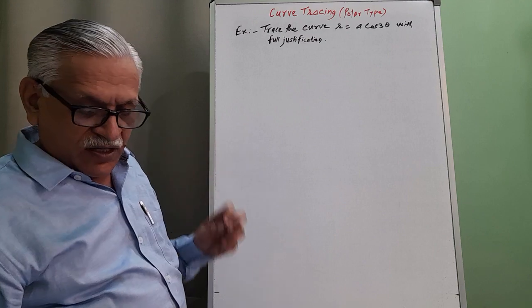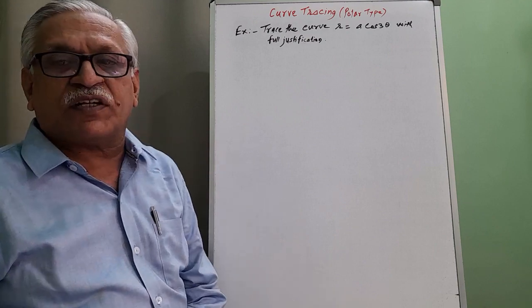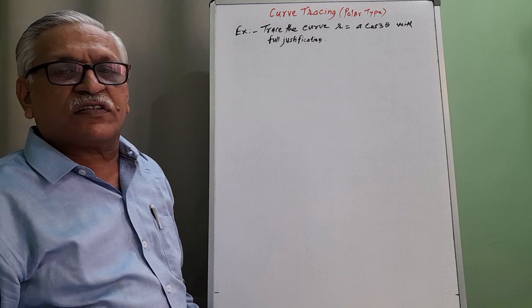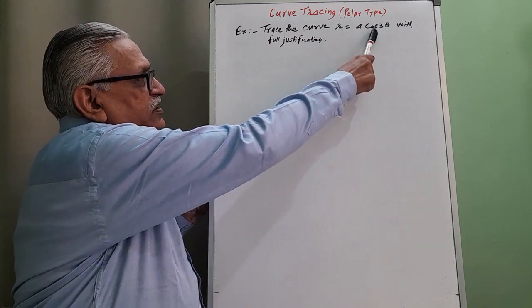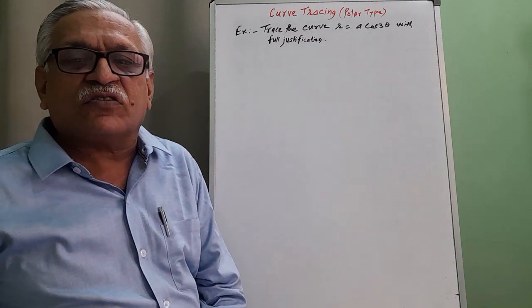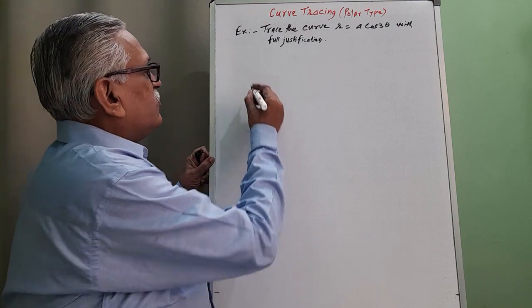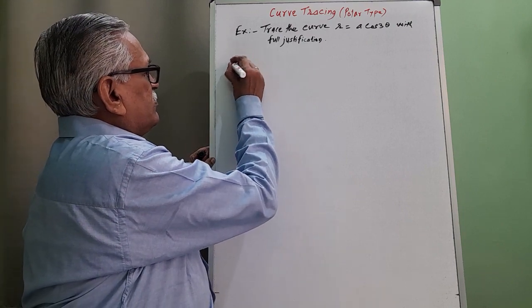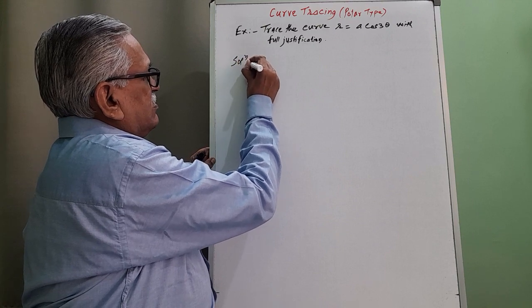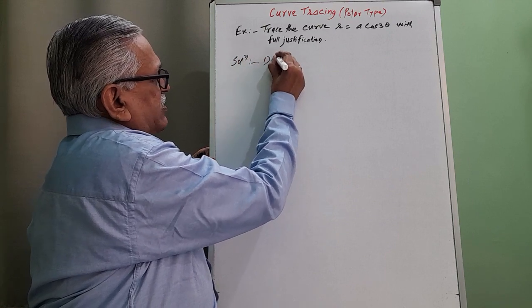Example: trace the curve r = a cos 3θ with full justification. As the equation is in terms of r and θ, it is called a polar curve. To trace any polar curve, we follow this procedure. Point number 1: symmetry.